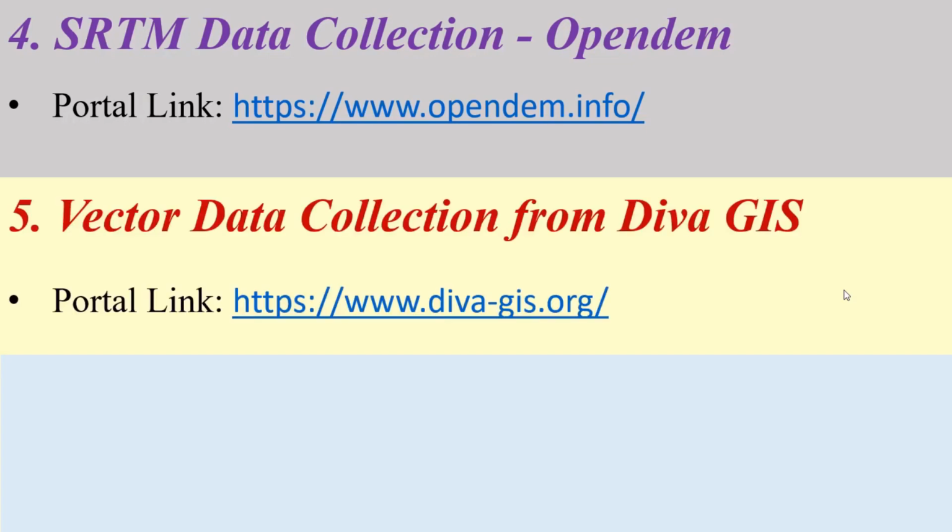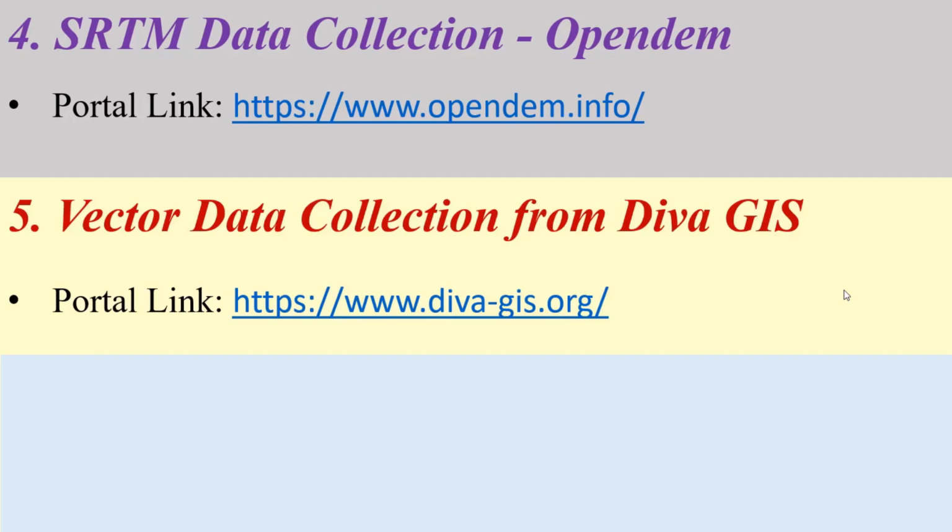The fifth one is vector data collection from Diva GIS. This portal provides open source software as well as spatial data for the entire world. It is one of the popular portals to download vector data. The web link for the page is mentioned here. You can use it to go to web page.